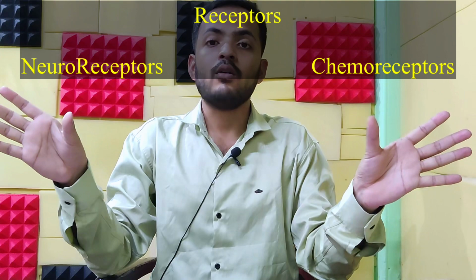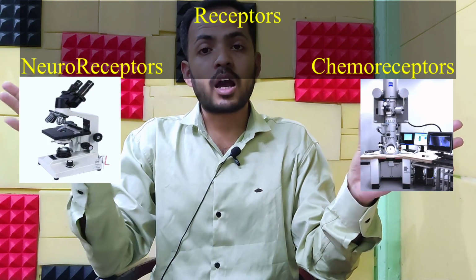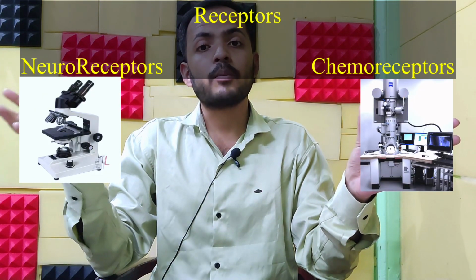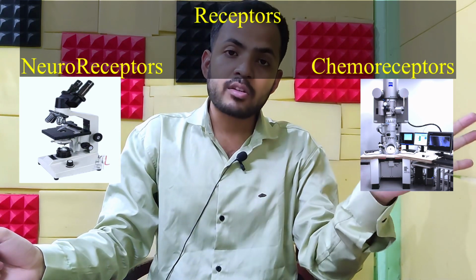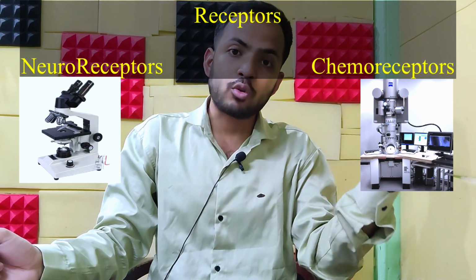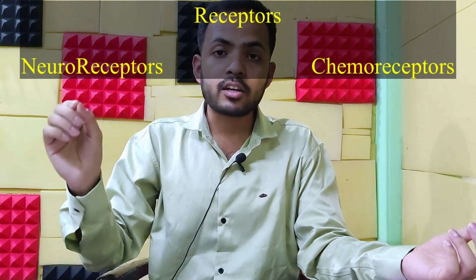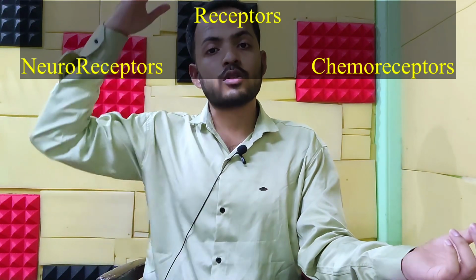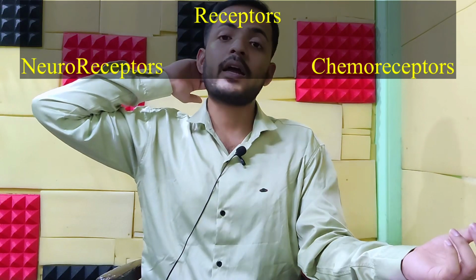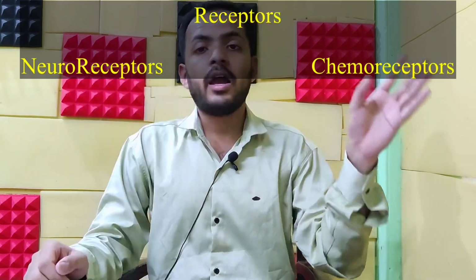Now, neuroreceptors are visible under a microscope, so you can call them microreceptors. Chemoreceptors are visible under an electron microscope, so you can say these are nanoreceptors. The signals detected by the neuroreceptors are carried by the neurons and ultimately go to the brain, cerebellum via the spinal cord and brainstem. And chemoreceptors detect the chemical changes in our body. So I will talk about these things ultimately in the pharmacological chapter, not here.